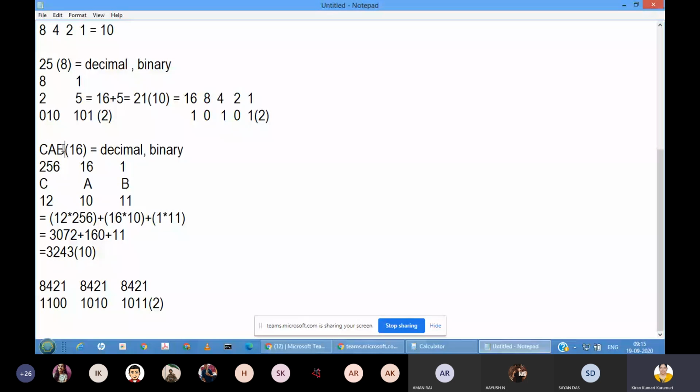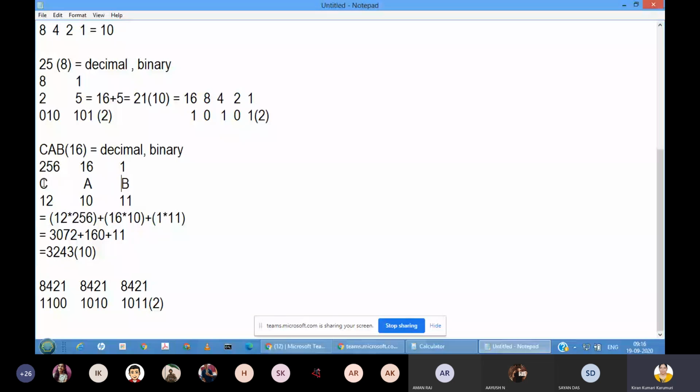Okay, so now this is the least significant. B is in the least significant place. What is its place value? 1. Position value. Okay, 1's place, then 16's place, then 256's place. Got it? So C is in 256 place, A is in 16's place, B is in 1's place.